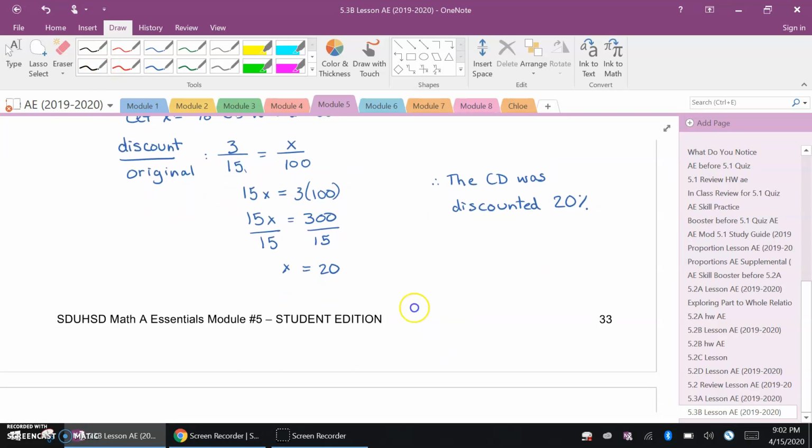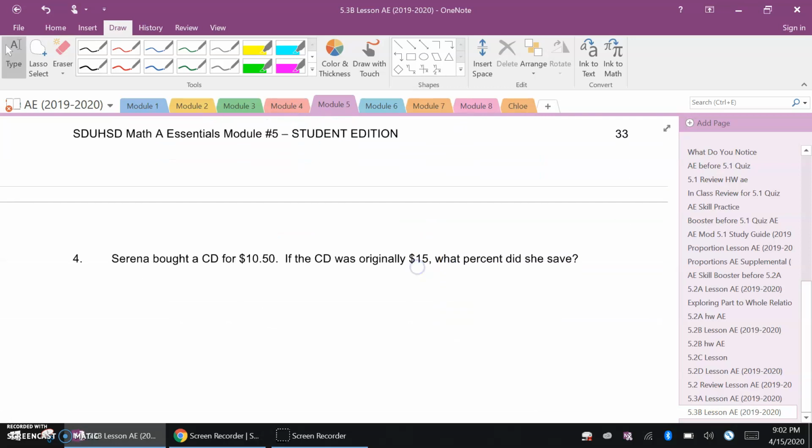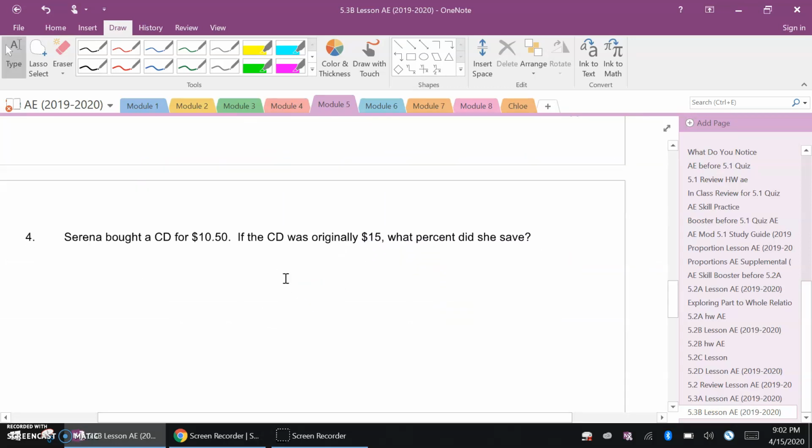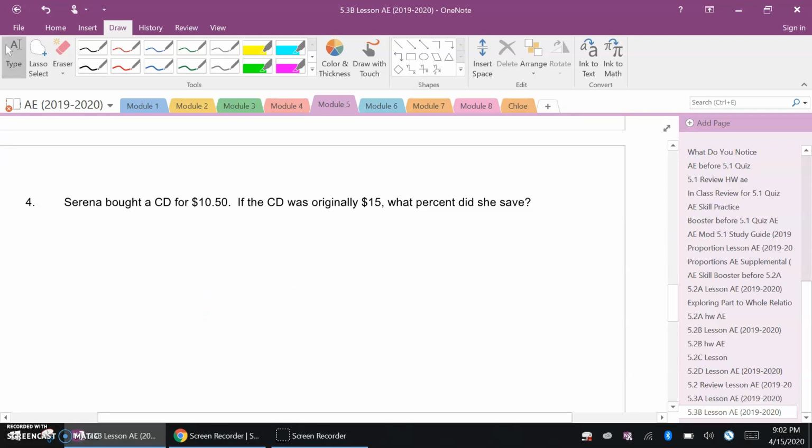So we're just going to keep working our way through the problems. This one has decimals in it, so we have to be kind of careful. Number 4 is definitely a harder question than the rest of them. So it says that Serena bought a CD for $10.50. So that's how much she actually paid. It says the CD was originally $15, and it wants to know what percent she saved.